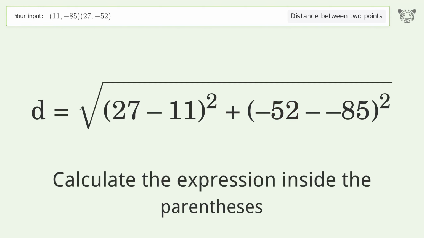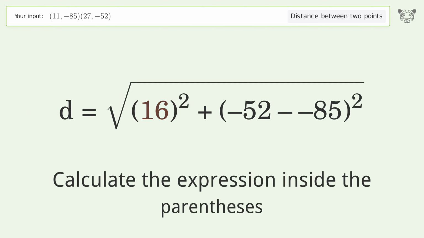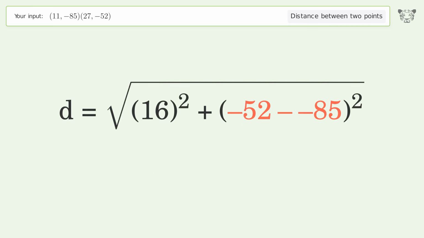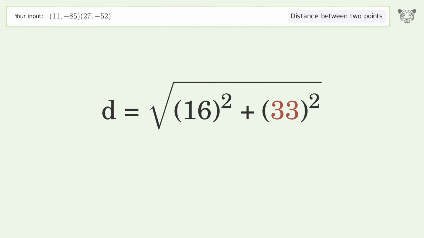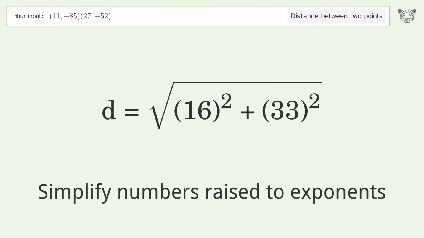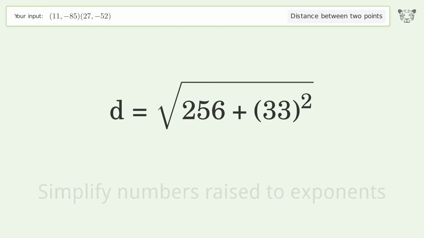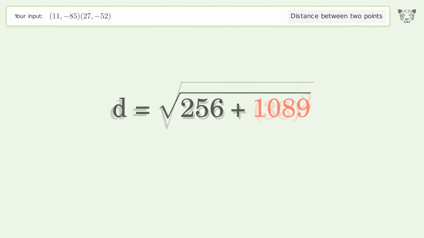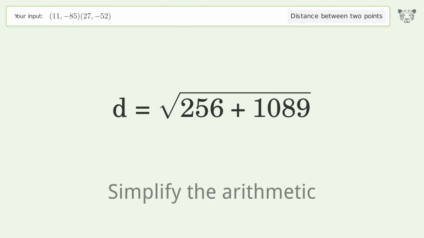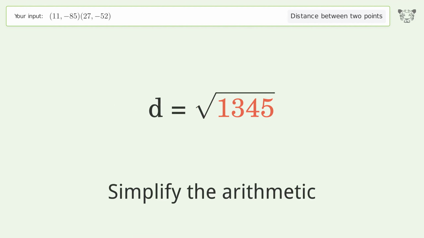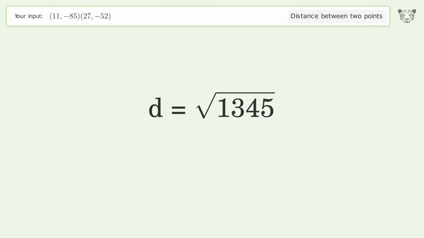Calculate the expression inside the parentheses. Simplify numbers raised to exponents. Simplify the arithmetic. And so the distance between the 2 points is the square root of 1345, or 36.674.